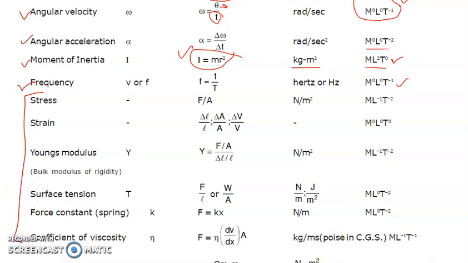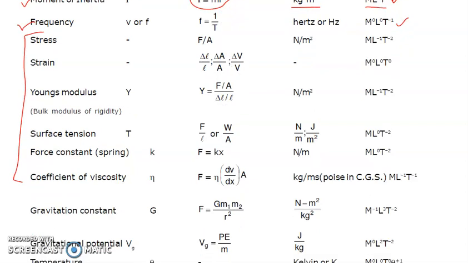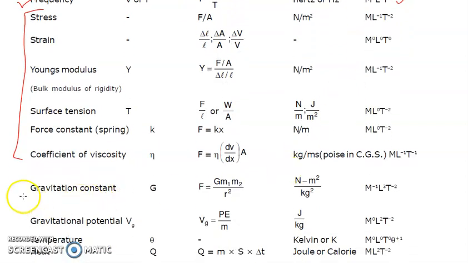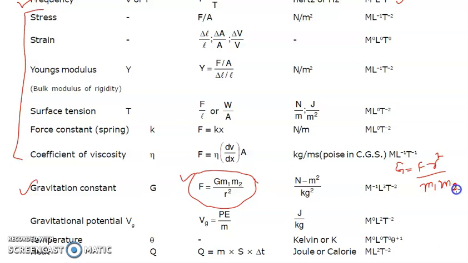I have to discuss one more dimensional formula, that is the gravitational constant, which will be used. We know that F is equal to G m1 m2 upon r square. This is the law of gravitation that we learned in class 9th. So the formula for G would be F into r square upon m1 m2. The formula for F we already know, MLT minus 2, into r square, which would be length square, upon m1 into m2.